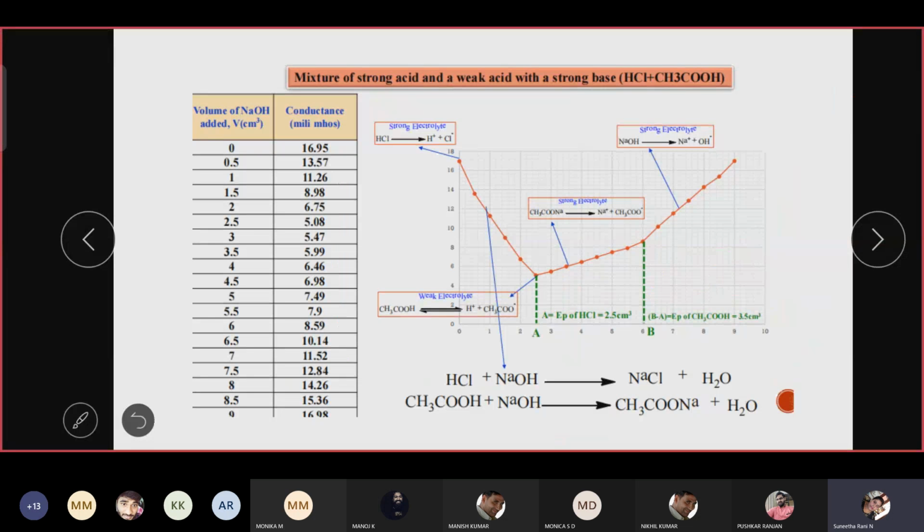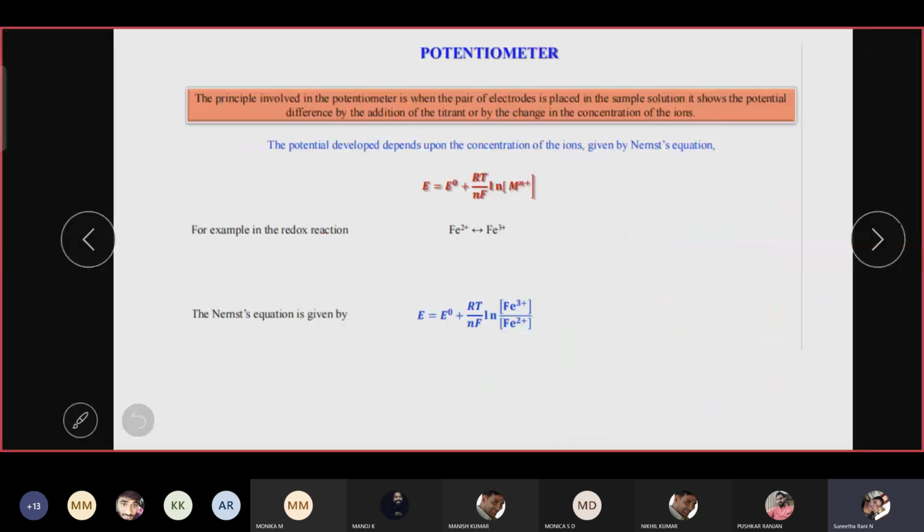The next is potentiometer. Is conductivity understood? Any doubts you can ask, or if any clarification is required, I'll help you out. Students?